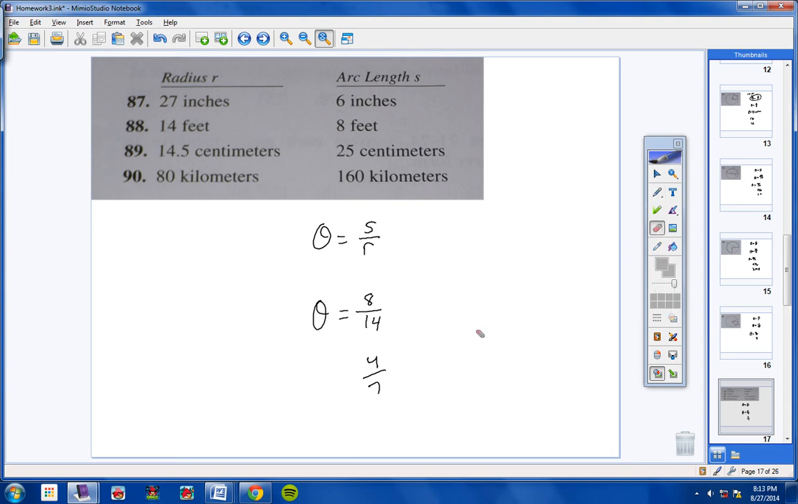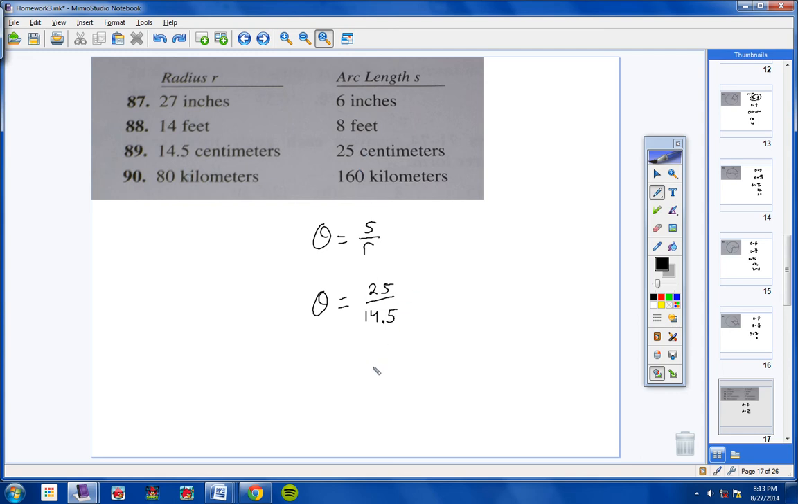Moving on to number 89. We're going to find the central angle theta, so theta equals arc length, which is 25 centimeters, over 14.5 centimeters. And by the way, let me pause and say something. If this was in inches and this was in feet, you would have to make them both feet or both inches. Same thing here. If this was in centimeters and this was in meters, you would have to make them both centimeters or both meters. So these two units of measure do have to be the same.